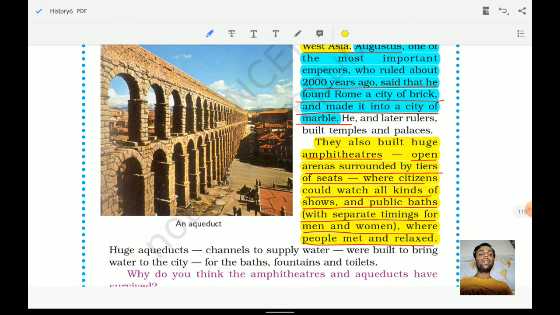They also built huge amphitheaters. So what are amphitheaters? This term becomes important for us. Amphitheaters are open areas surrounded by tiers of seats where the citizens could watch all kinds of shows, and there were public baths. The public baths had separate timings for men and women, where people met and relaxed. So these types of facilities were available in this premises. Right. So remember this, keep this in mind.